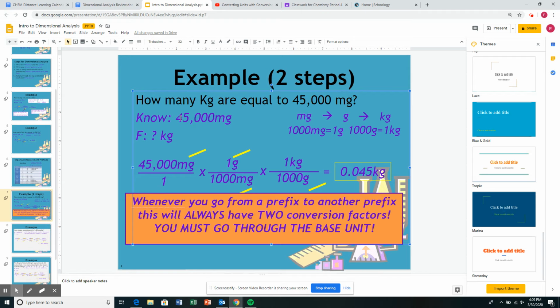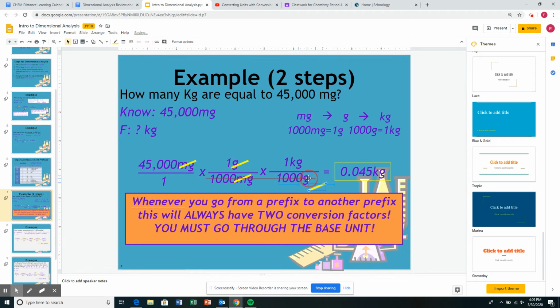So we are taking what we know, 45,000 milligrams, and putting that over the number 1. We are then multiplying this whole fraction by our conversion factor such that the units cancel. So we are putting our 1,000 milligrams over grams. Guess what? We can cancel out our milligrams now. We want to set up another conversion factor so that we can cancel out grams. Grams goes away and grams goes away. So we've got 1,000 grams in a kilogram.